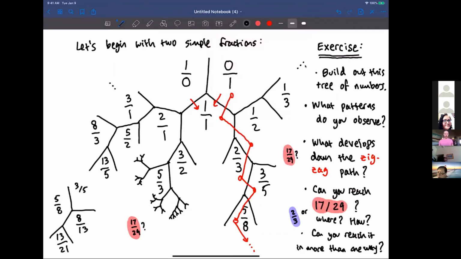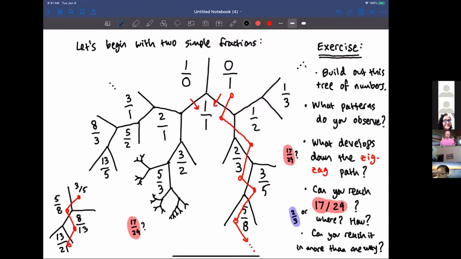So I might want to think about having a nice vertical column to have more room to work. But this is what's developing down the zigzag. And at some point, you may recognize what the numbers are that are showing up in the numerators and the denominators.